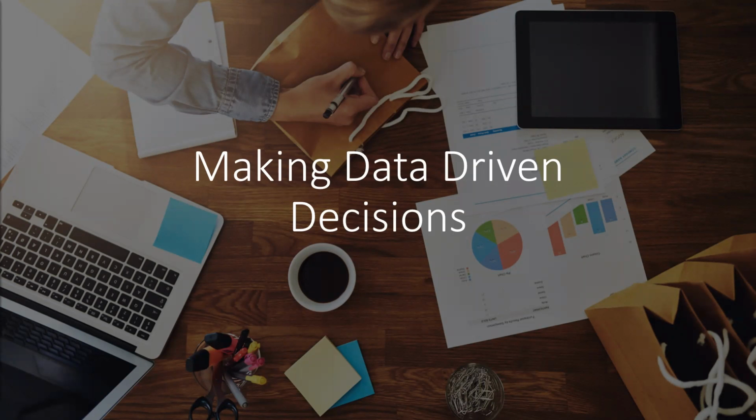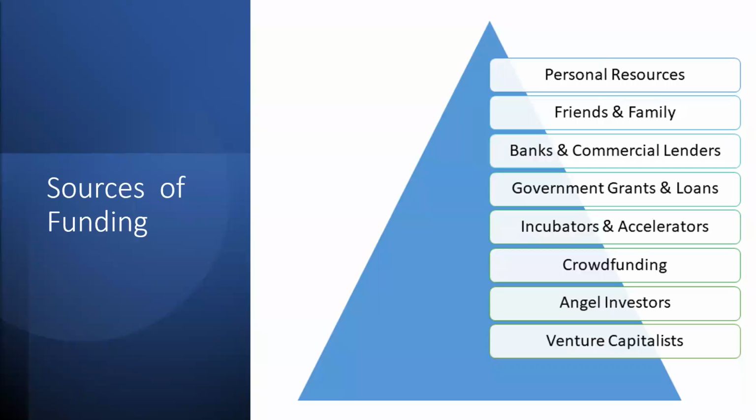And then the last area I just want to take a look at is sources of funding. If you're looking for sources of funding, this is the sourcing pyramid, who you would go to first and who you would go to last. Usually you go to your personal resources first. This might be a little scary because it's like, oh my God, it took me so long to save this money, and now I want to invest it into my new business.